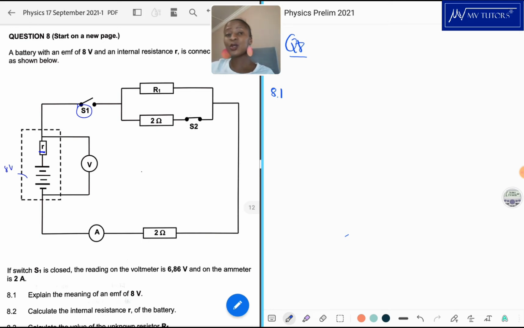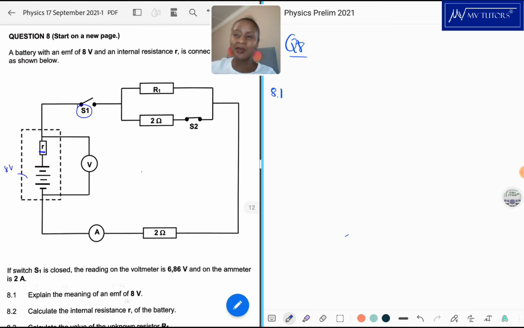So if I were to loosely explain this, I would say the maximum voltage that the battery can provide to the circuit is 8 volts, provided that no current passes through or there's no current flowing. Okay, but that is a loose meaning of EMF.